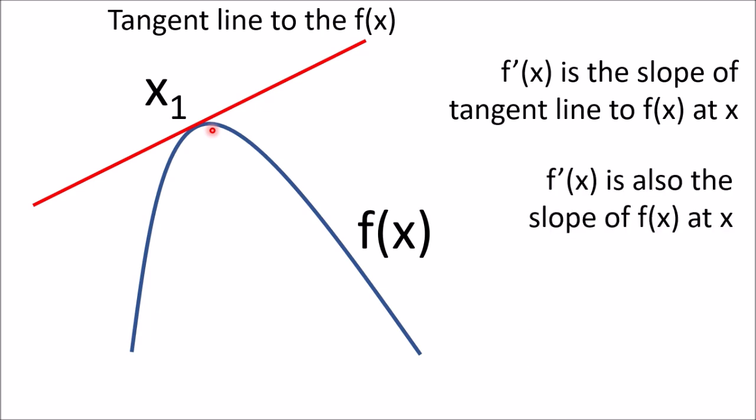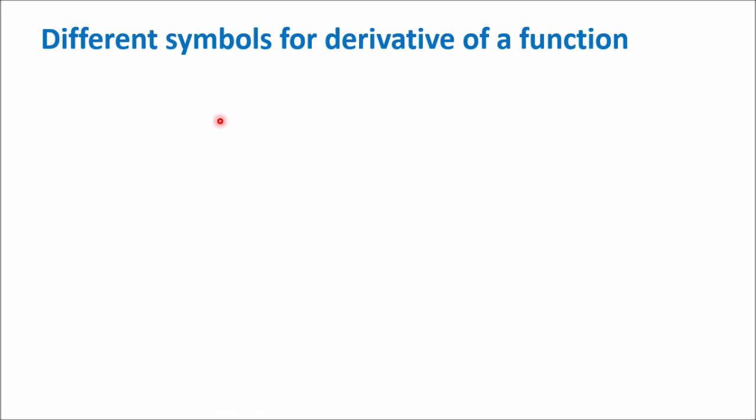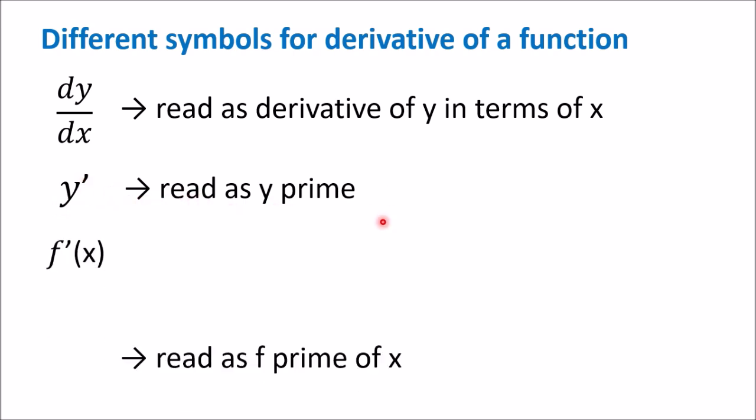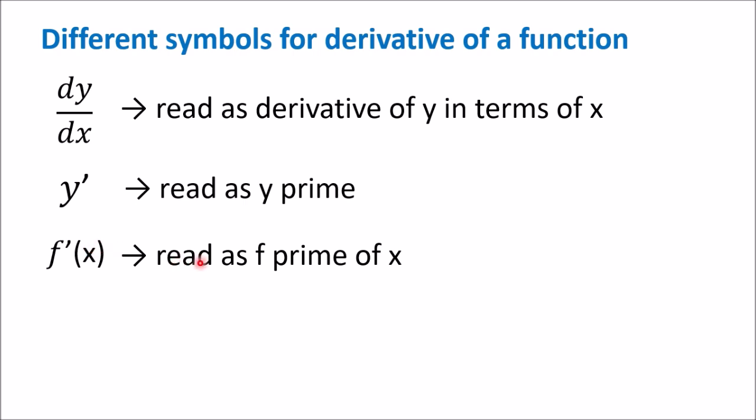Okay, nandyan na. Kaya sabi ko lang, basahin mo na lang. So, we have different symbols for the derivative of a function. First, dy over dx. Read as derivative of y in terms of x. Or y prime. Y apostrophe. Read as y prime. Or f prime of x. Yun na, binasa ko na. Read as f prime of x.